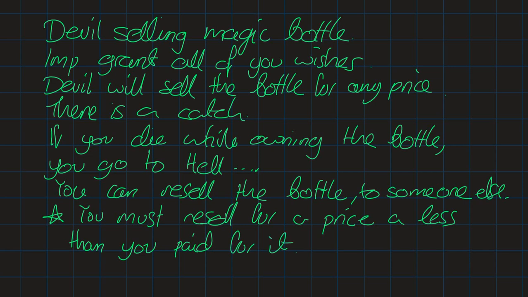And you're not allowed to trick the person into buying it. If you're going to resell it to someone, you have to explain the rules to them. They have to know that this is a magic bottle, it will grant all their wishes, but if they die while in possession of the bottle, then they will go to hell. You can't just trick someone into buying it and then surprise them with this damnation. They have to be informed. Consent is important, okay? They need to consent to this bargain.